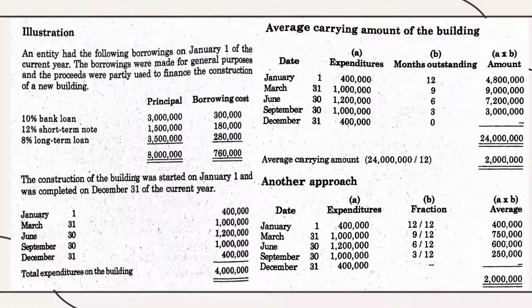The construction of the building was started on January 1 and was completed on December 31 of the current year. So here, the total expenditures on the building is 4 million. The capitalization rate is computed by dividing the total annual borrowing cost by the total general borrowings. Thus, 760,000 is divided by 8 million equals 9.5%. The amount of capitalizable borrowing cost is the average carrying amount of the building multiplied by the capitalization rate. So, 2 million times 9.5% equals 190,000.